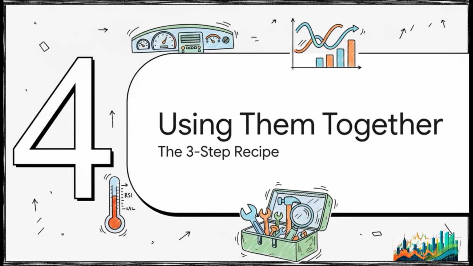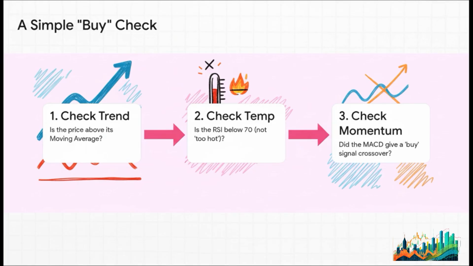All right, we've met our three individual ingredients: the trend spotter, the price thermometer, and the momentum gauge. But just like with cooking, the real magic happens when you start combining them. So now, let's put it all together into a really simple three-step recipe. Let's just imagine for a second you're thinking about buying a stock. Instead of just relying on one signal, you use this checklist.